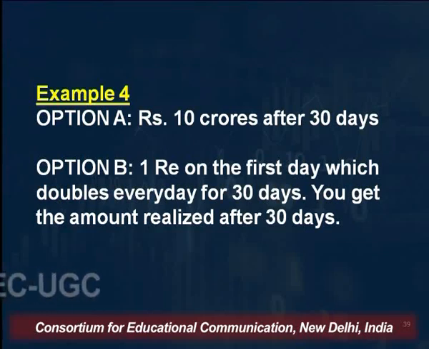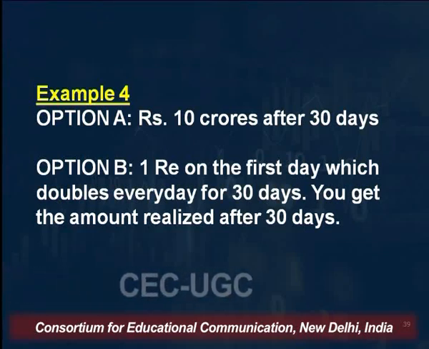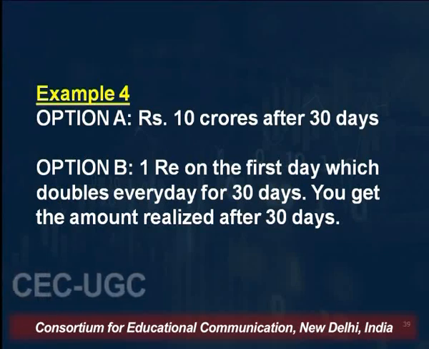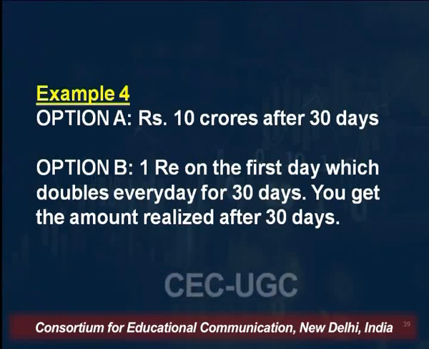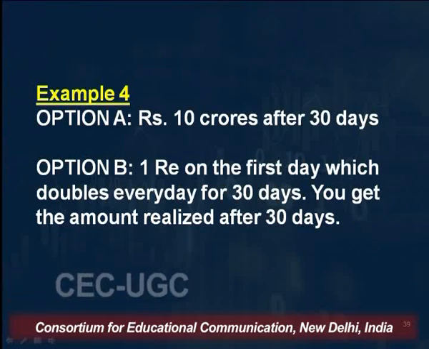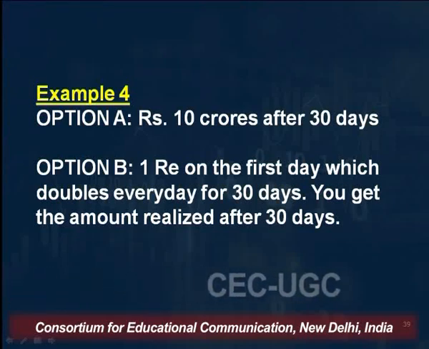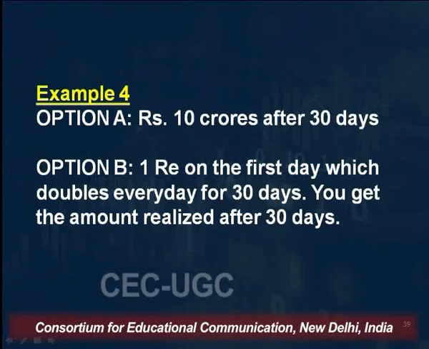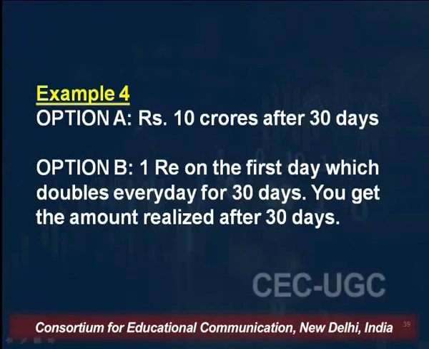Okay, and now, as the last part of my discussion, I would like to go back to the question that I had posed in my previous lecture. I've just slightly manipulated it. So let's revisit this. I am giving you two options. One option is that you get rupees 10 crores in your bank account after 30 days. The other scheme is that 1 rupee will be deposited in your bank account on the first day, and that 1 rupee will double every day for the next 30 days, and you will get the amount realized after 30 days, right?